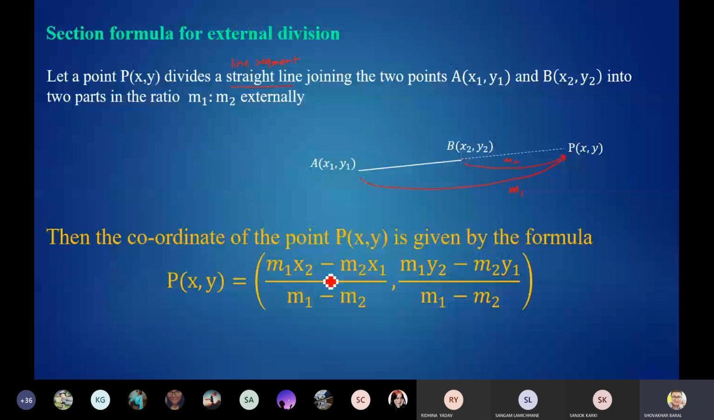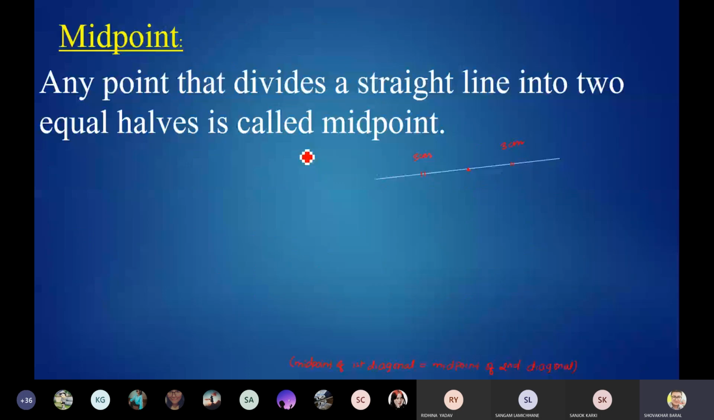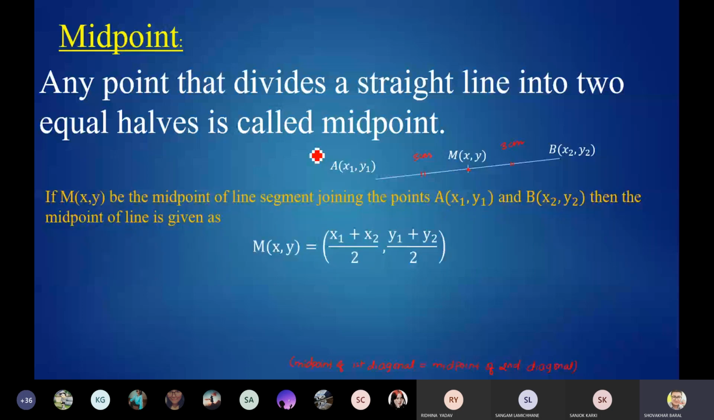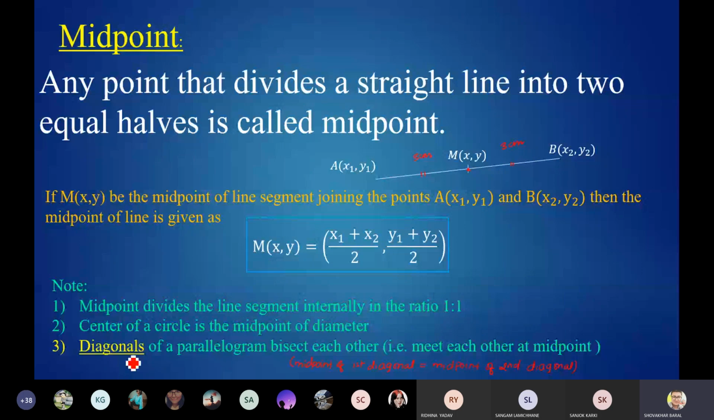Next formula was midpoint. Midpoint is the point that divides the straight line or line segment into two equal halves. कुनै एउटा line segment बराबर भागमा divide गर्छ भने that is called midpoint. And I have given a few notes also, and that will be very important and very handy while solving the questions. I'll display that again. The formula is x1 plus x2 by 2, comma y1 plus y2 by 2. This is a very important formula. You need to remember it, please. Please remember it. And then a few notes were here.